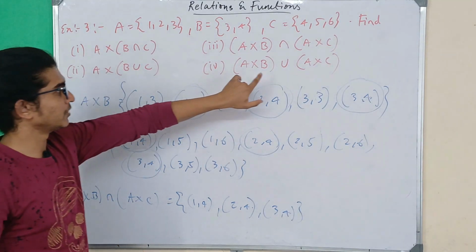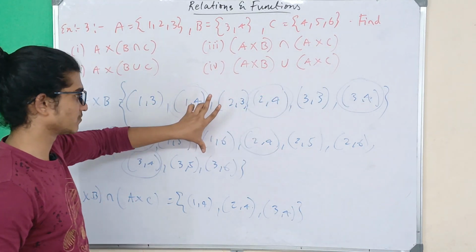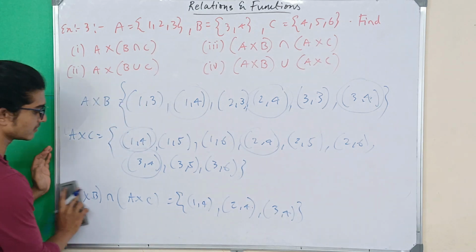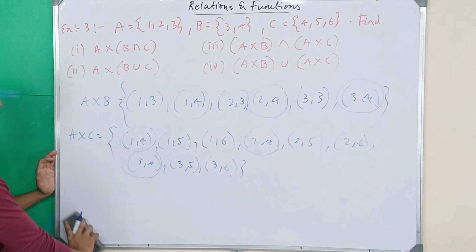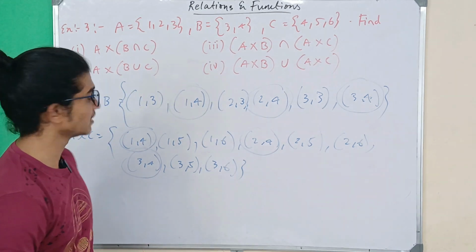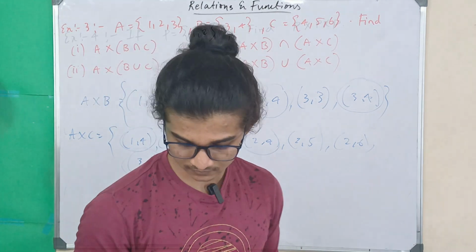And the last one is we have to do the union of these two sets. So just merge these two sets, we'll get the answer. I'm not going to do that. Try this. So that was example 3. Now let's move on to example 4.